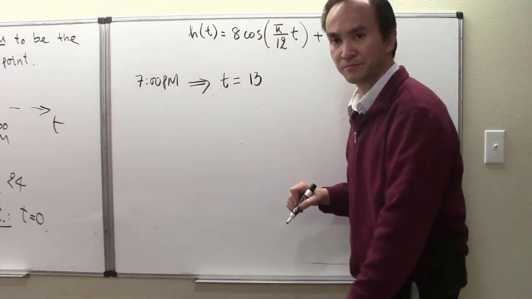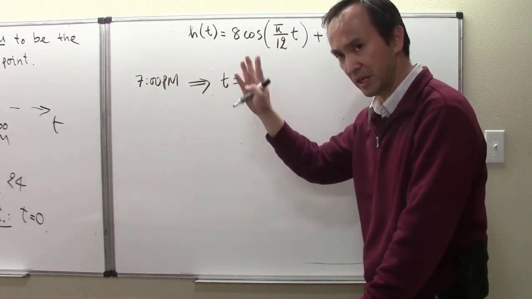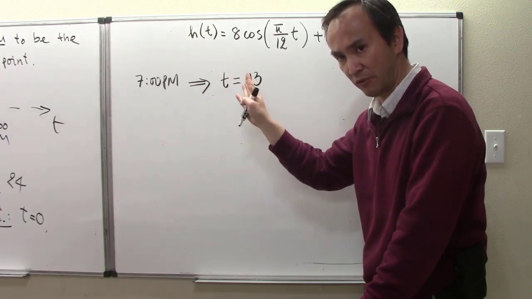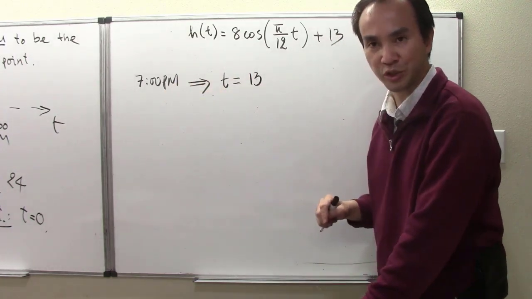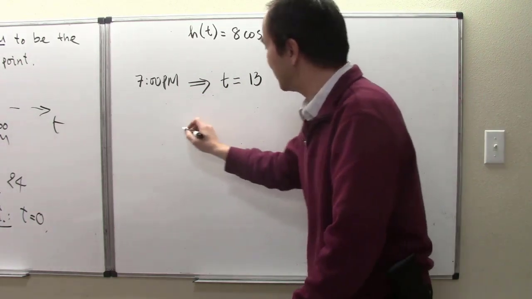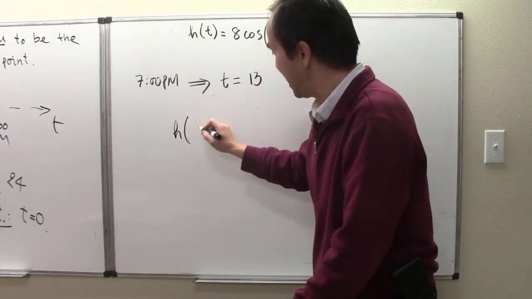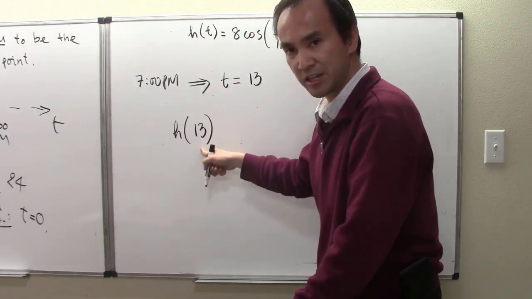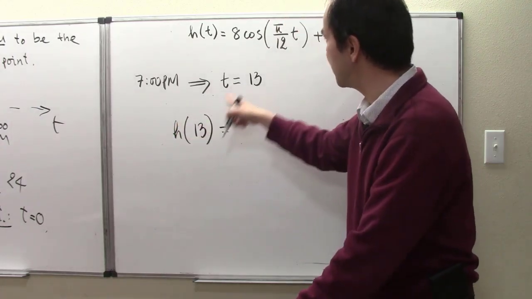13 hours. Because from 6 a.m., the starting point, to the immediate 6 p.m. it's 12 hours away, and then 7 p.m. is one more additional hour. It's t equals 13. All right. And so the problem now really means we need to find the height of the tide at 13 hours after the starting point. So in that case, I am going to substitute 13 into the function here.